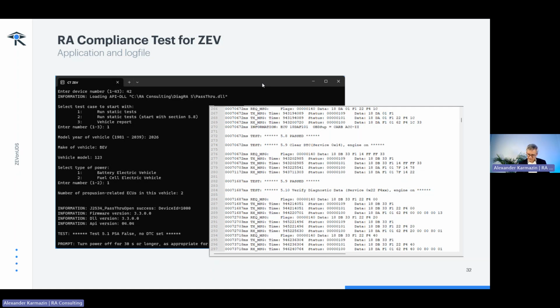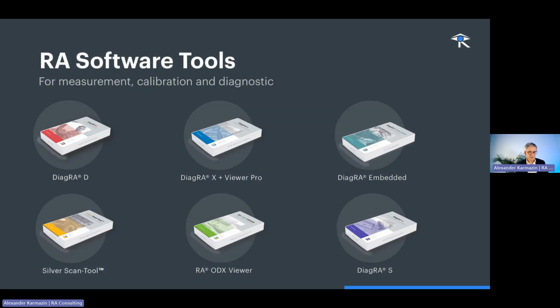So now time is going forward. We should hurry up. One quick view on our products. So you know Diagra D, SilverScan tool, we talked about that, Diagra S. But besides that, we have our ODX tools, for example, the ODX viewer. We have the Diagra X, the measurement and calibration tool, and the Diagra X viewer, which is used to show MDF files. And we are currently working very hard on Diagra embedded, an embedded library for diagnostics. So I see we have 6 minutes left. Maybe you have some more time.